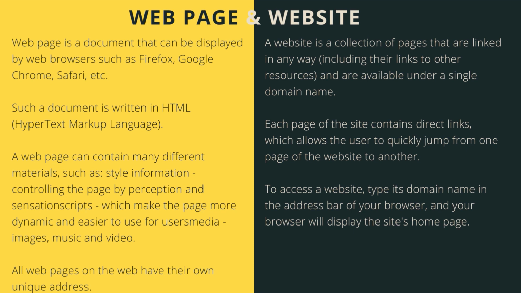Now let's consider the difference between web page and website. Web page is a document which can be displayed in the web browser such as Firefox, Google Chrome, Opera, Microsoft Edge, or Apple Safari. They are also often called just pages. Website is a collection of web pages which are grouped together and usually connected together in various ways.